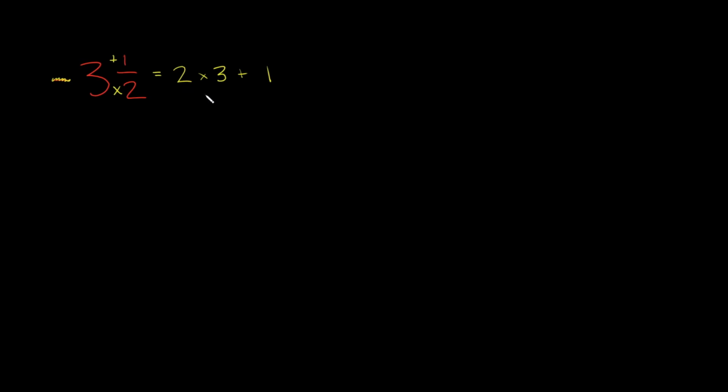So 2 times 3, that's equal to 6, right? And then we're going to add 1, so then 6 plus 1 is equal to 7. And again, this is our numerator. So what goes down here in the denominator? Well, it's going to be the same thing we had in our denominator over here. Okay, so we have a 2 over here, so we're going to have a 2 over here. And can we reduce 7 over 2 anymore? No. This is as reduced as possible. So 3 1/2 is equal to 7 over 2.